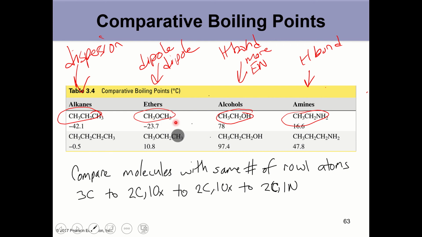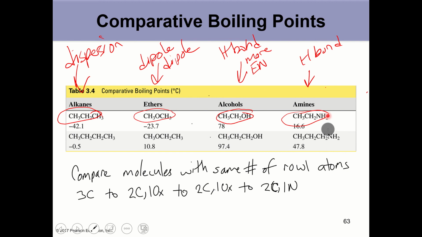Alcohols, we go from having a COC to CCOH, and the type of intermolecular interactions that OH groups can have are hydrogen bonding. And hydrogen bonding is the strongest intermolecular attraction we're going to study. It's greater than dipole-dipole forces, and so the boiling point is higher, 78 degrees.